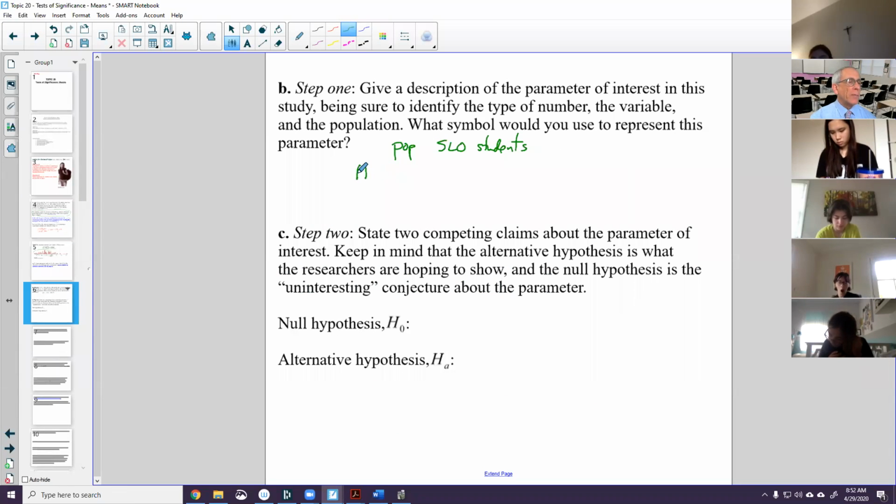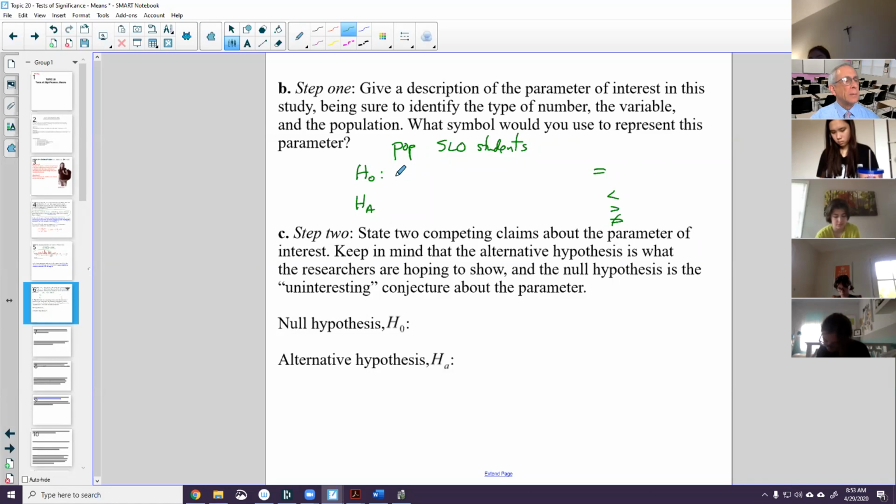Okay, so then tell me, I have a null hypothesis. How am I going to write my null hypothesis? What is my null hypothesis? Now remember, the null hypothesis always has an equal sign, and the alternative hypothesis always has either less than, greater than, or not equal to. So can you tell me what that would be? I'm asking you still, Keely, for the null hypothesis.